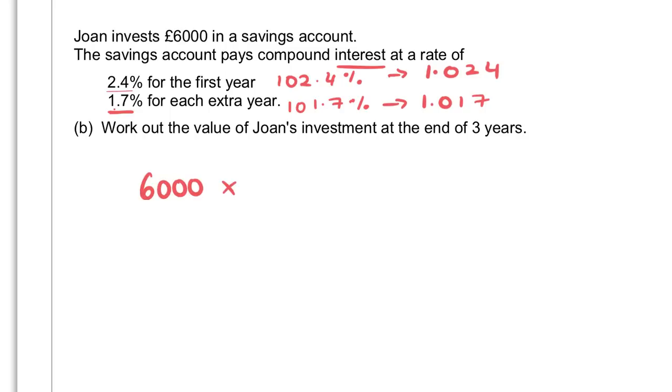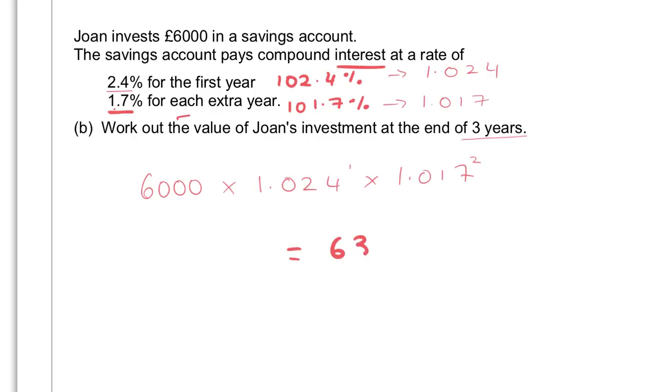So 6,000 multiplied by, for the first year it's 1.024 to the power of 1, because it's 1 year, but we don't technically need to write to the power of 1. Then, for each extra year, it's 1.017. If they put it in for a total of 3 years, how many years are left? So I've already got the first year, well done, 2 years left, okay? So my calculator, 6,000 times 1.024 to the power of 1, but you don't have to put to the power of 1 because anything to the power of 1 is just that number, and then to the power of 2.